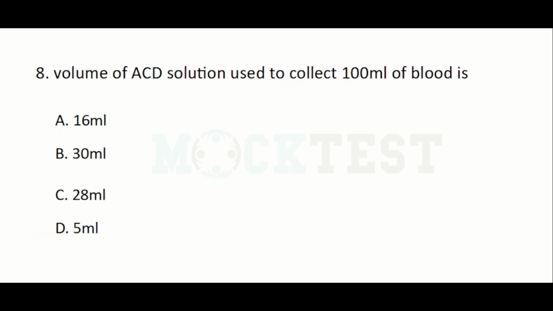Volume of ACD solution used to collect 100 ml of blood is option A 16 ml, option B 30 ml, option C 28 ml, option D 5 ml. Volume of ACD solution used to collect 100 ml of blood is 16 ml. Answer option A 16 ml.